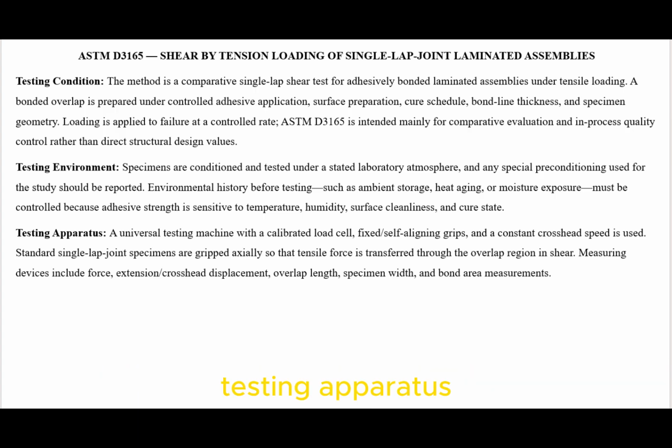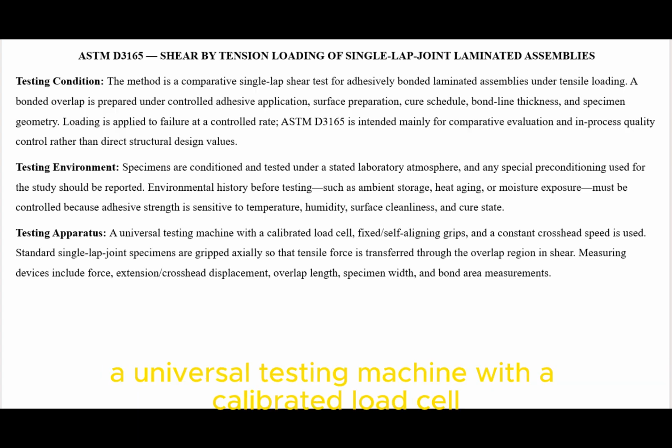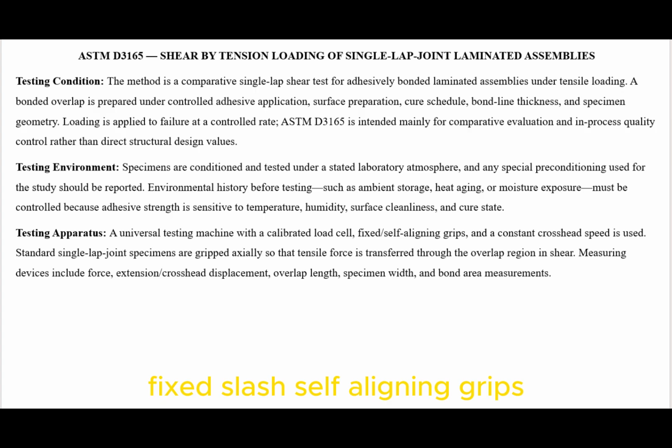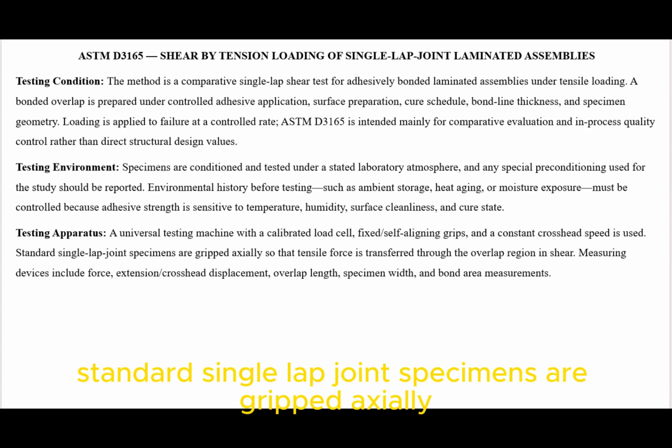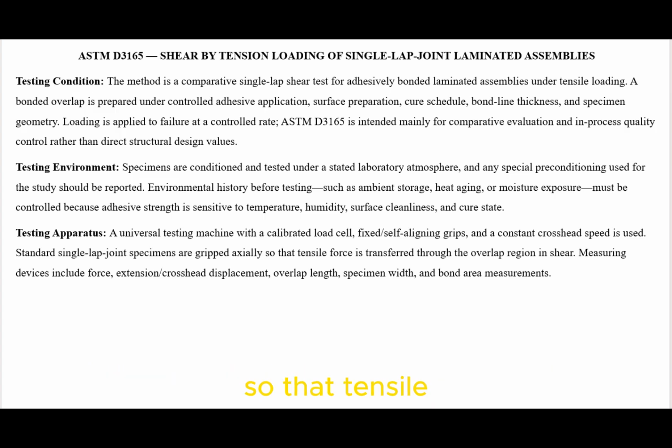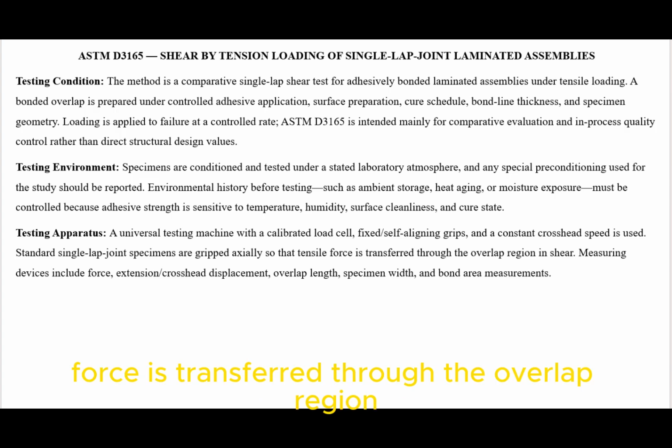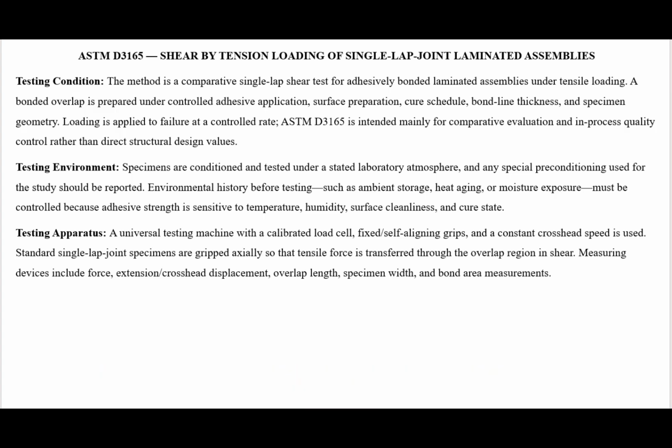Testing apparatus: a universal testing machine with a calibrated load cell, fixed/self-aligning grips, and a constant crosshead speed is used. Standard single lap joint specimens are gripped axially so that tensile force is transferred through the overlap region in shear. Measuring devices include force, extension/crosshead displacement, overlap length, specimen width, and bond area measurements.